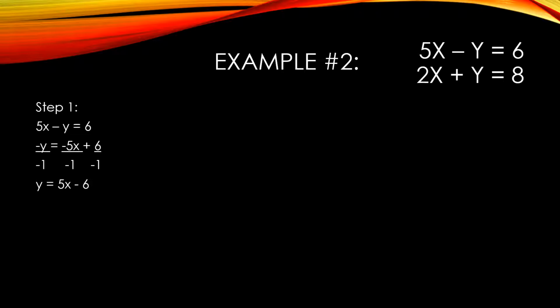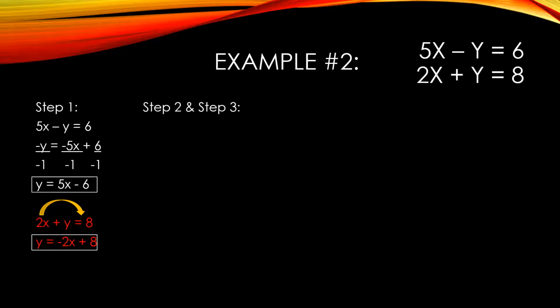Our second equation is 2x plus y equals 8. Again, we're going to shift that 2x over to the right-hand side of the equal sign, and that's it. We're left with y equals -2x plus 8. So the two equations that we'll be using are y equals 5x minus 6 and y equals -2x plus 8.